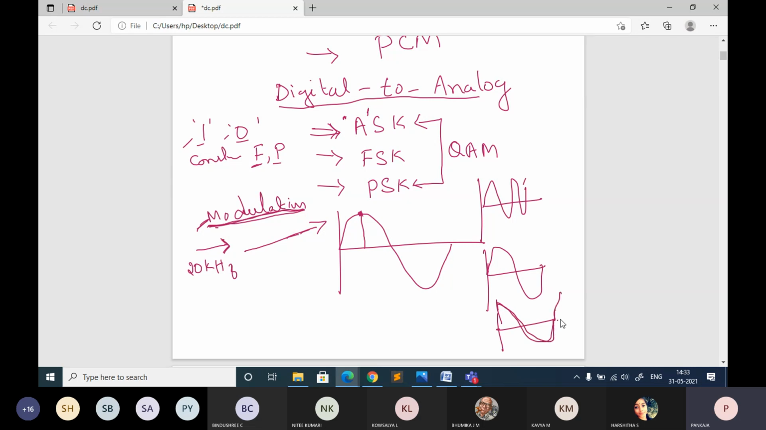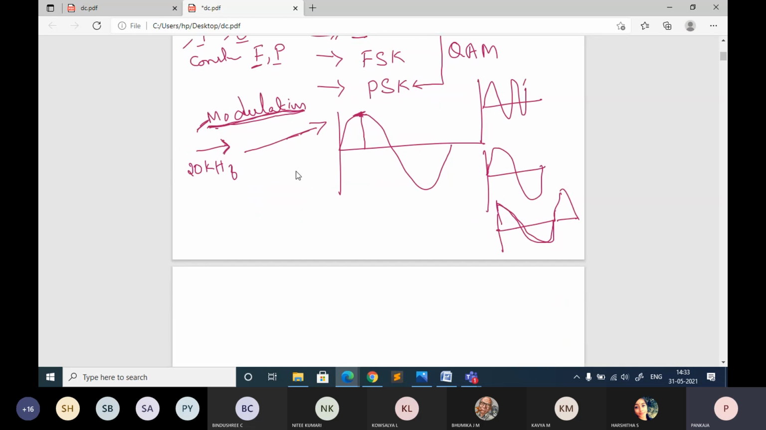Okay, so like that it is not going to change either the frequency or the phase, only the amplitude of the signal. So for example, consider if I have values 0, 1, 1, 0, something like this.